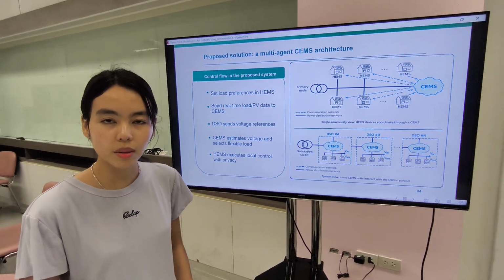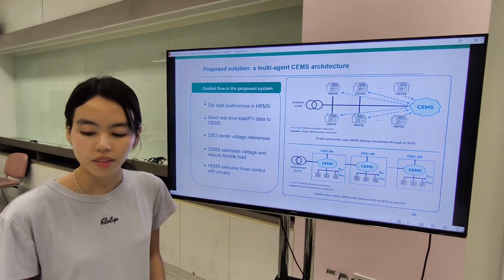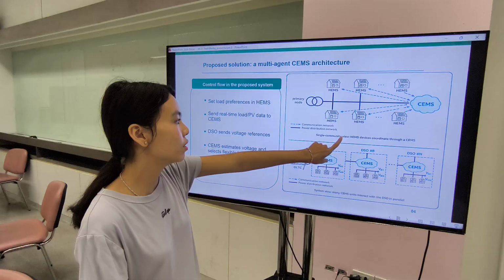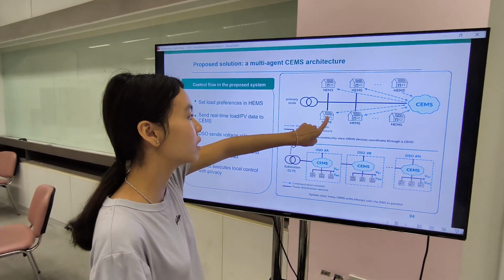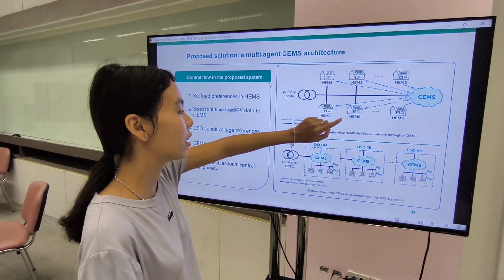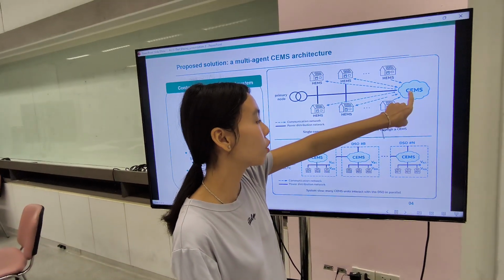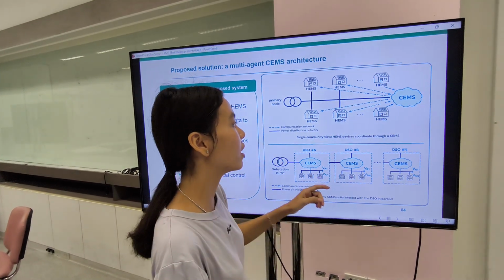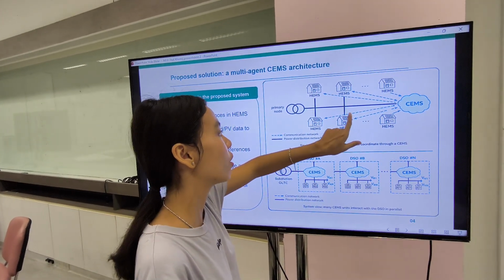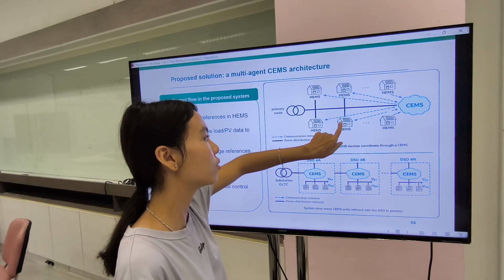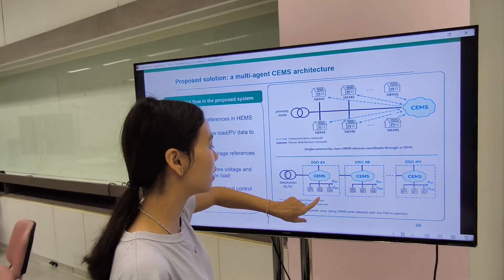To solve this problem, the paper proposed a solution: a multi-agent community energy management system. This is a single community view, and this is the system view. Each house has a home energy management system, and it sends real-time load and PV data to the community energy management system, and then it follows the signal from the CEMS, and it controls its home appliances according to the signal.